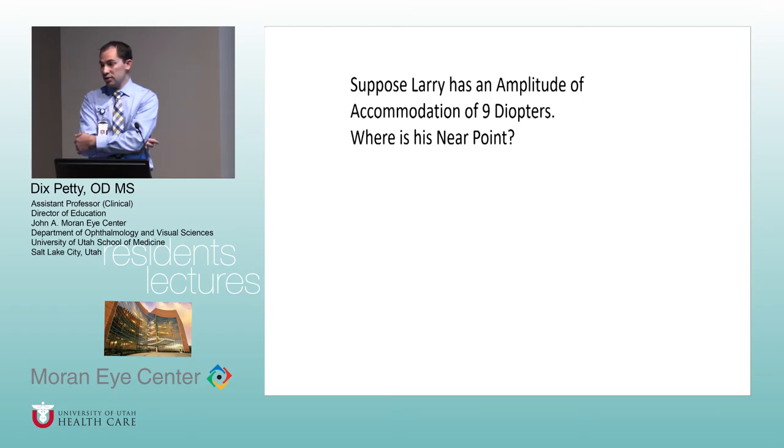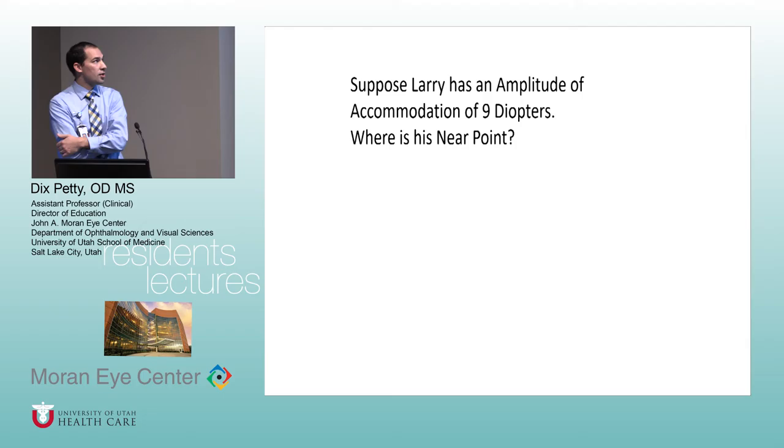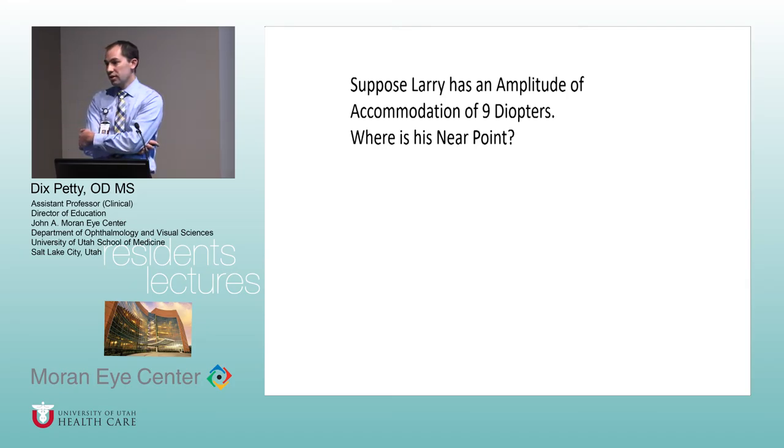So his refractive error is minus 2.5. It's just another way of asking a question. So if the maximum amount he could accommodate, the amplitude of accommodation, is 9 diopters, where would his near point be?